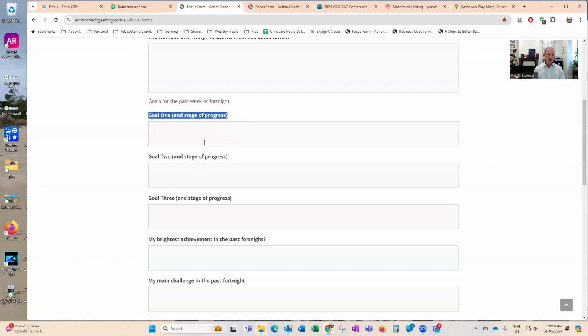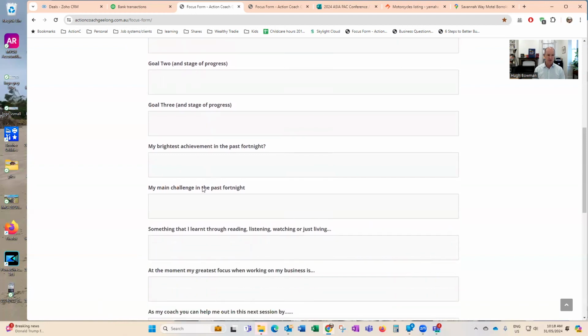So that might be goal one. There might be 1, 2 or 3 goals. Usually 1 or 2 are bigger ones, it depends on the size of them. So the important thing is what was the goal and what stage you got to. And sometimes they might say, I need a bit of help with this, or I've actually completed it, here it is, prove it. Right, so that's how it works. So 1, 2 or 3.